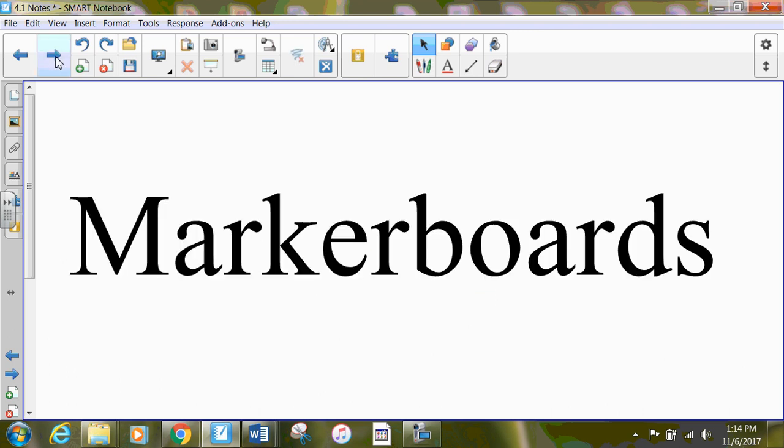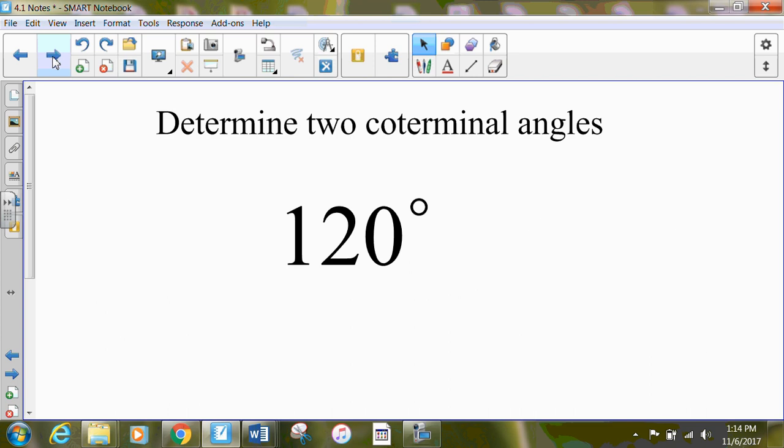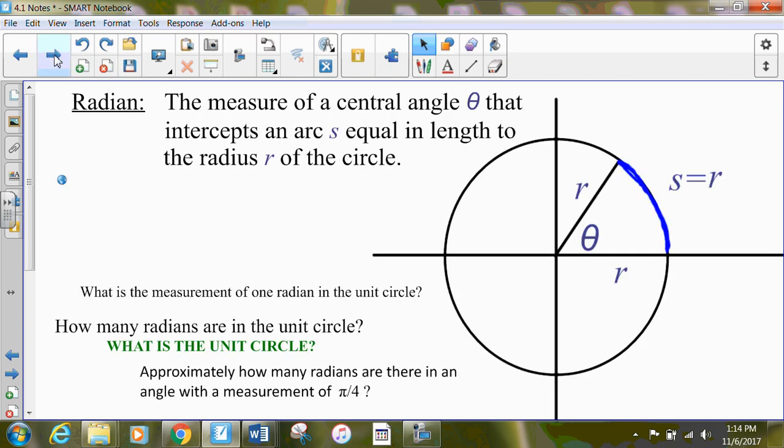All right, so then we did some marker boards in class and we determined two coterminal angles, and so hopefully you were there for that. If you weren't, that's okay. You could do those and ask me questions if you'd like to come in during lab.